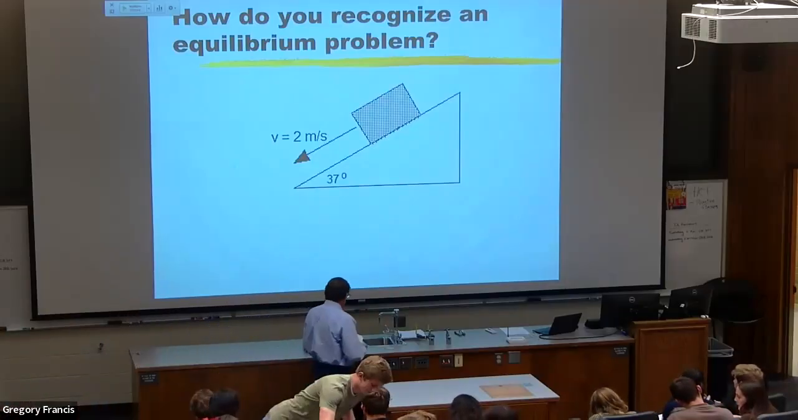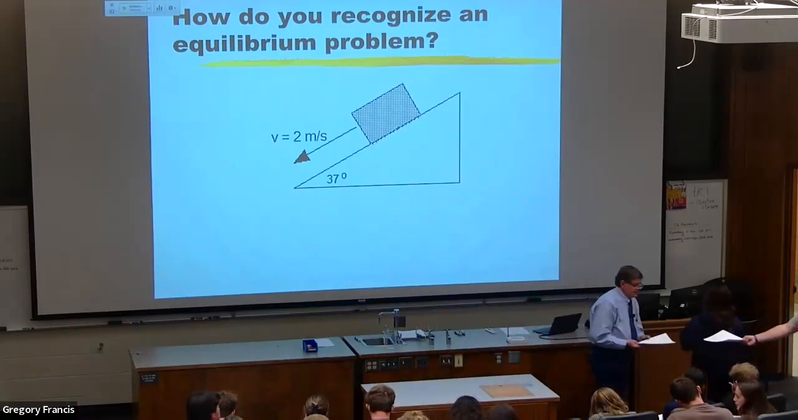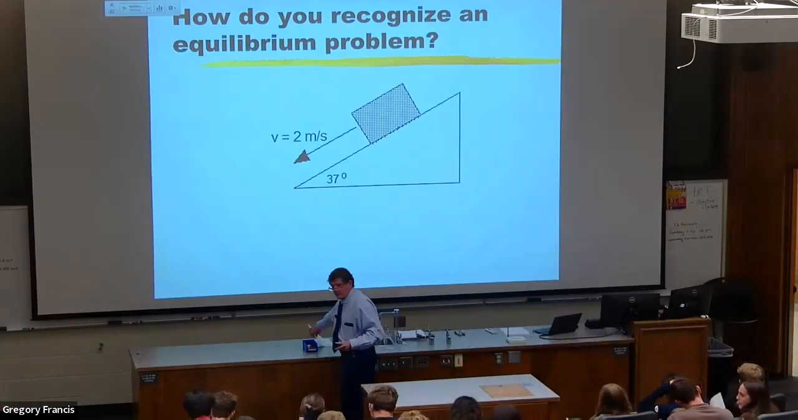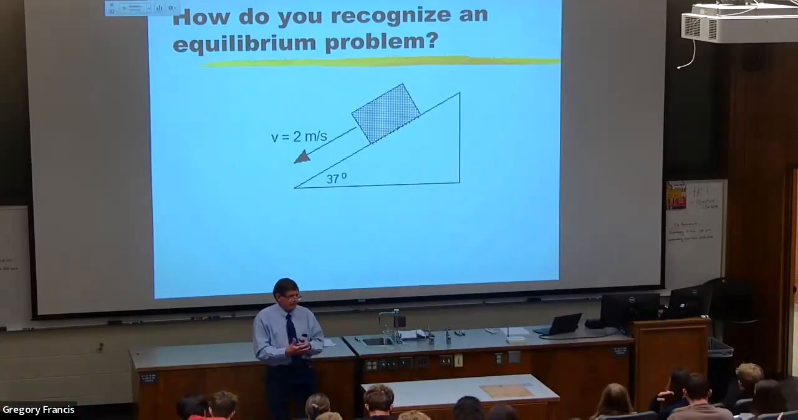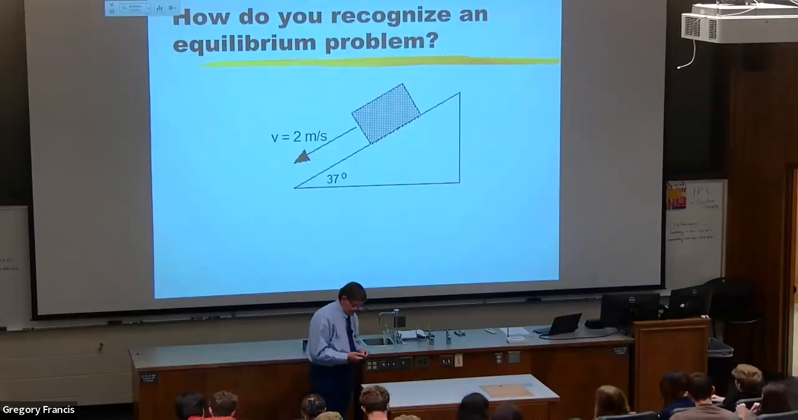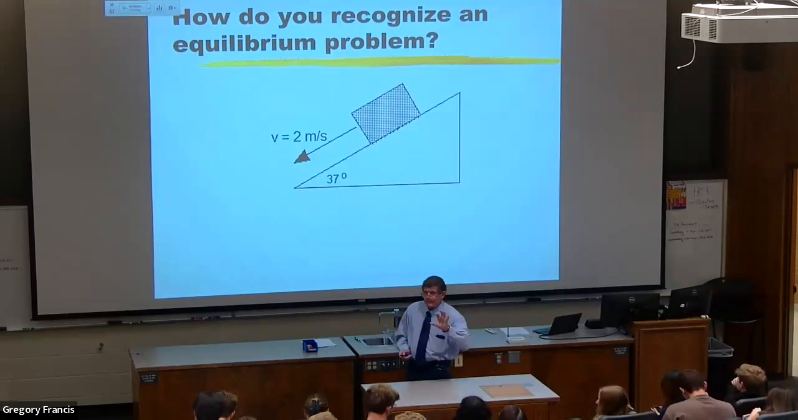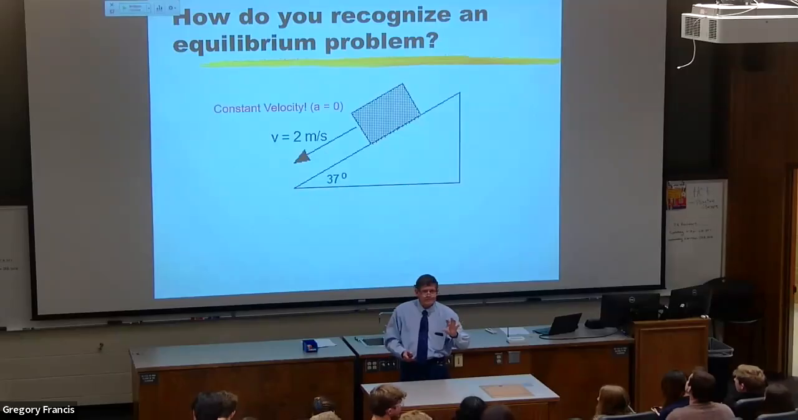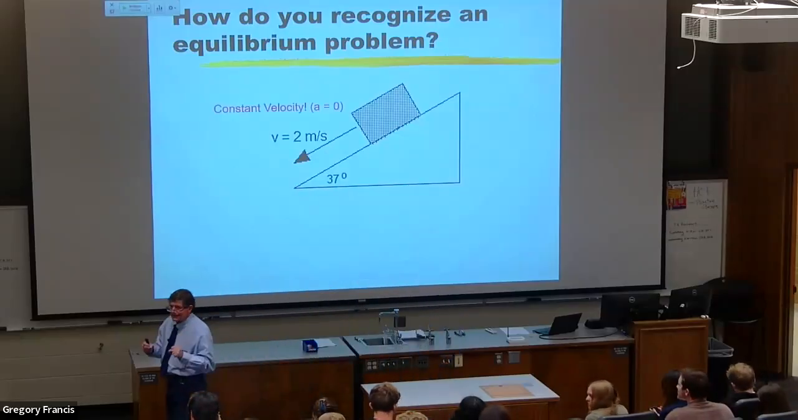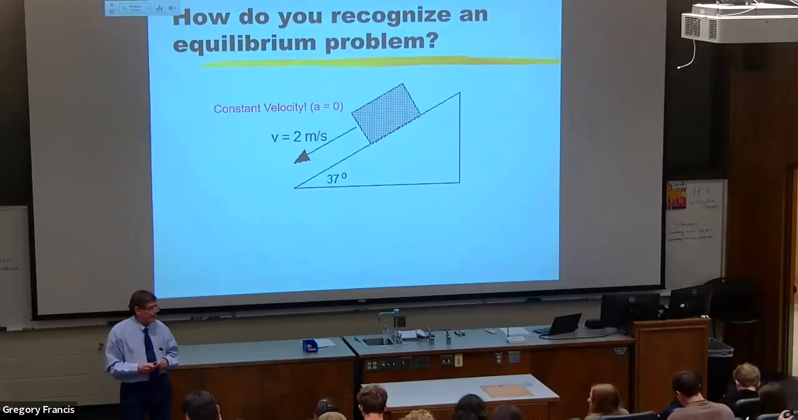Last day, we talked about equilibrium. Equilibrium was just balance. It's a situation where there was no acceleration. That means there's no net force and all the forces have to balance out. We recognize that with the wording "constant velocity." If you see those words associated with the problem, ding, ding, ding, that's an equilibrium problem, and you want to balance your free body diagram.